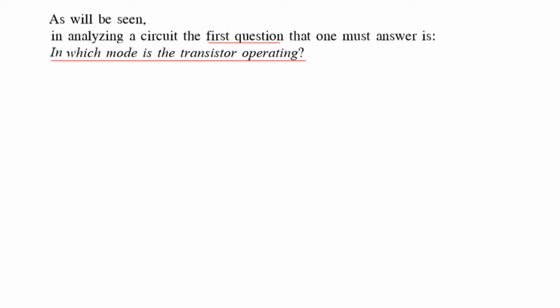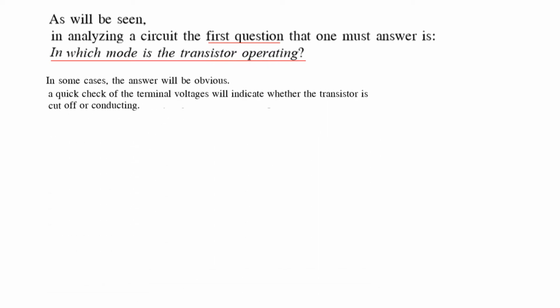Okay, now as will be seen, in analyzing a circuit, the first question that one must answer is, in which mode is the transistor operating? In some cases, the answer will be obvious, as we have discussed that if you know the polarity of the voltages, we can determine whether it is in the active mode or saturation mode or in the cutoff mode. The answer will be obvious. A quick check of the terminal voltage will indicate whether the transistor is cut off or conducting.